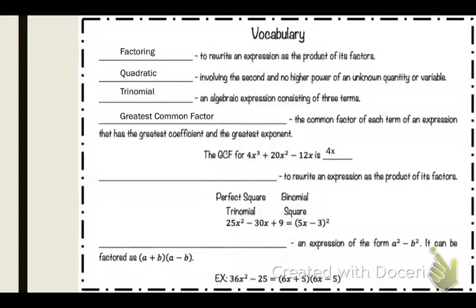To rewrite an expression as the product of its factors is just factoring again. I don't know why they put that twice. That's so silly. Okay, anyways. And then an expression of the form a squared minus b squared can be factored as a plus b and a minus b. That is the difference of squares.